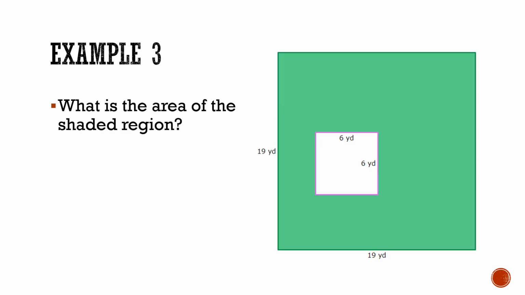Go ahead and pause your video and find the area of the shaded region, which in this case is the green. So you're going to find the area of the green square, the area of the white square, and then subtract. So our green square is 19 by 19. So we would do 19 times 19 to find the area. So 19 times 19 is 361. And then the white one is going to be 6 by 6, which is 36. And then we would subtract those, which would give us 325 yards squared.